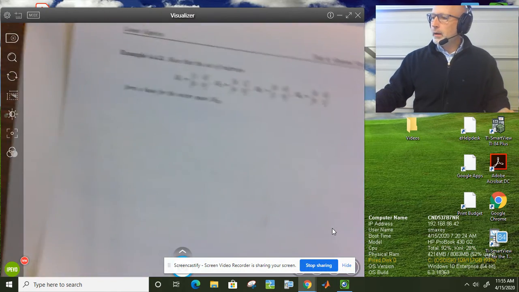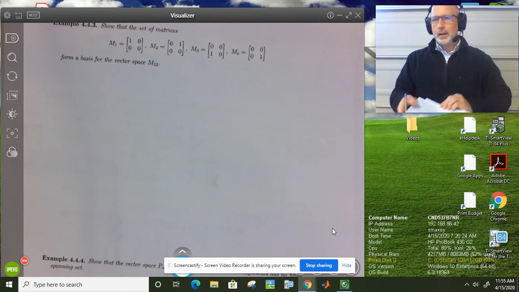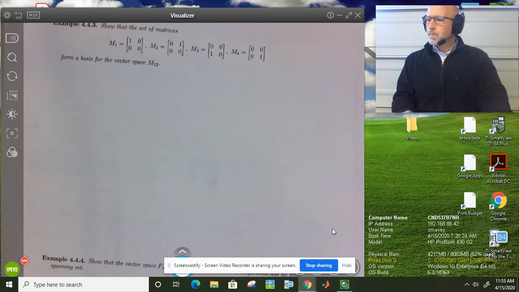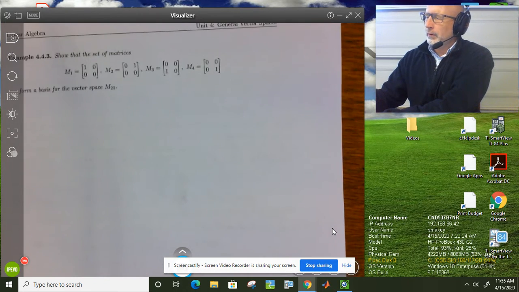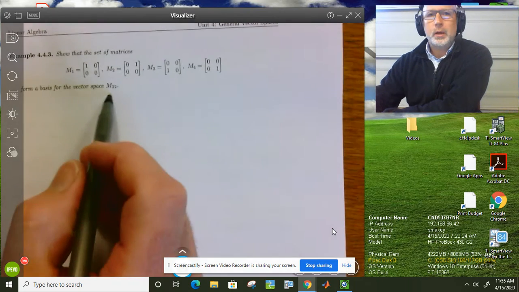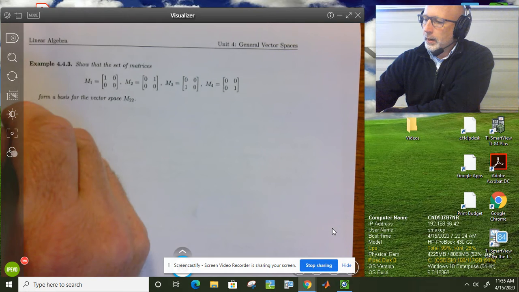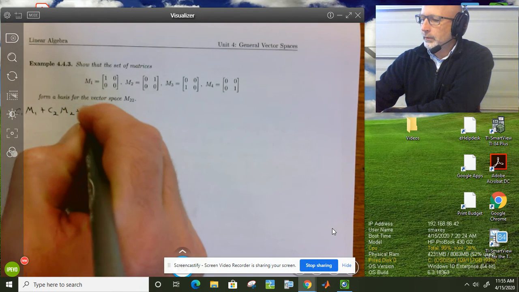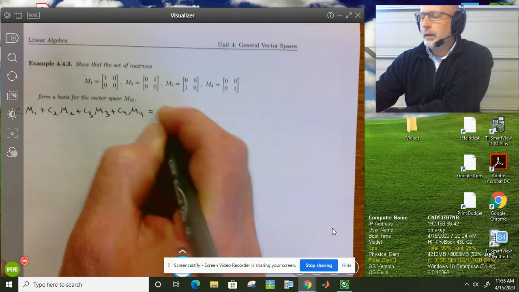Okay, next example. So now we're going to be dealing with matrices. That's a little bit more difficult exactly how this looks, but I think we can go with it here. So I show that this set of matrices forms a basis for the vector space M22. So same thing I have to do again. I have to take c1 M1 plus c2 M2 plus c3 M3 plus c4 M4 and set it equal to 0.